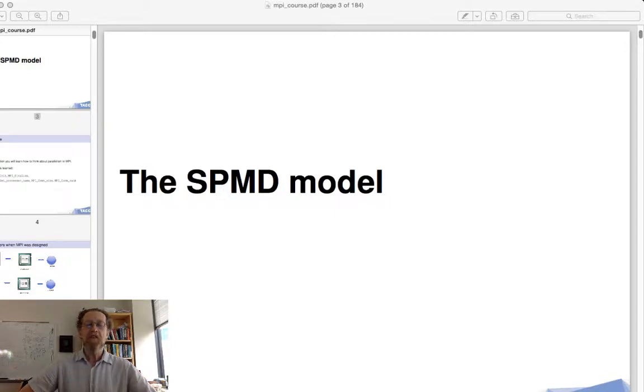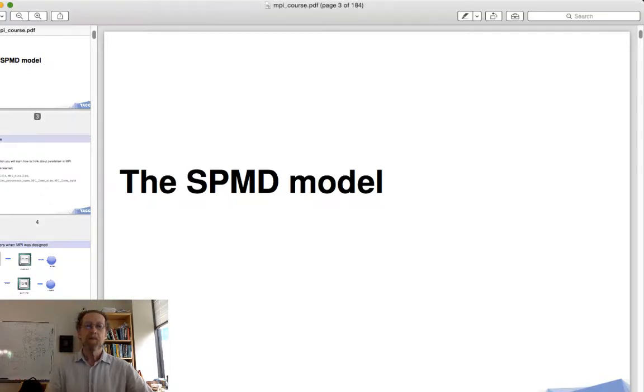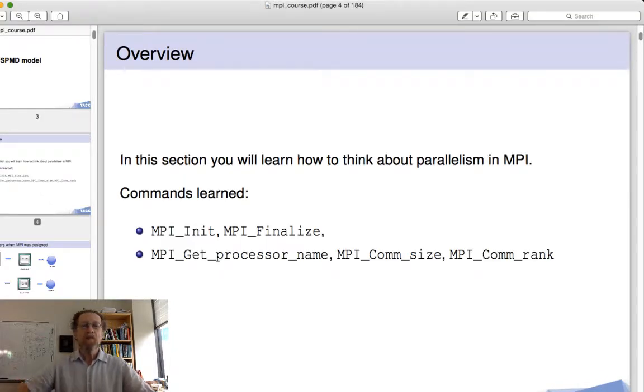In the first part of this MPI tutorial, we're going to get you used to the way that MPI thinks about parallelism. Maybe you've studied parallel algorithms in a math-oriented class about computational complexity and such. Maybe you've seen PRAM, but MPI looks nothing like that. So we're going to get you into a new way of thinking about parallelism and teach you a couple of commands in the process of doing so.